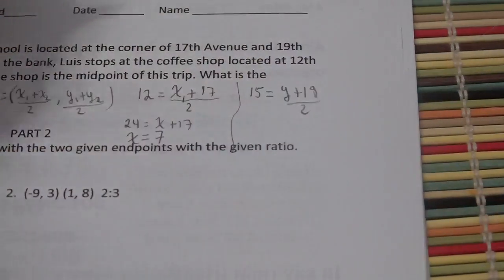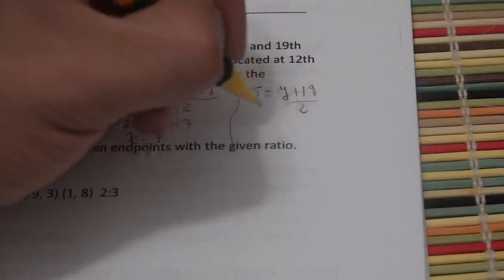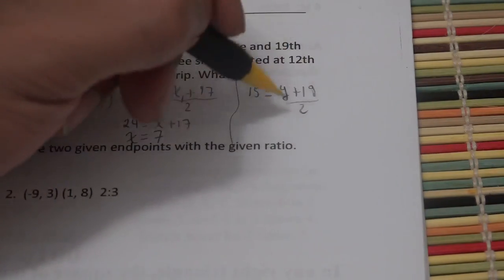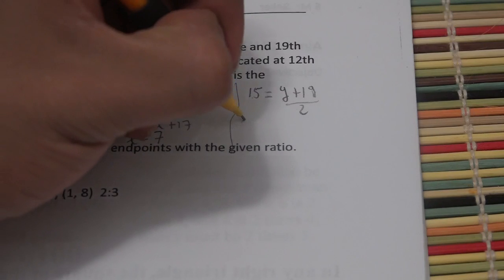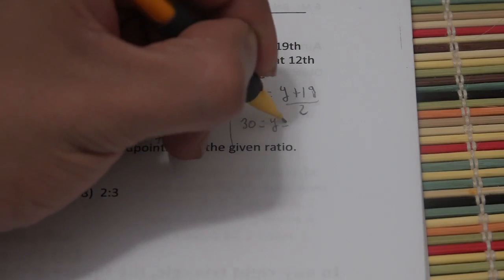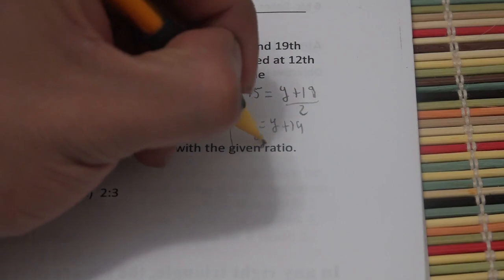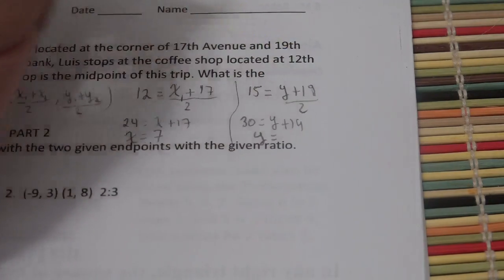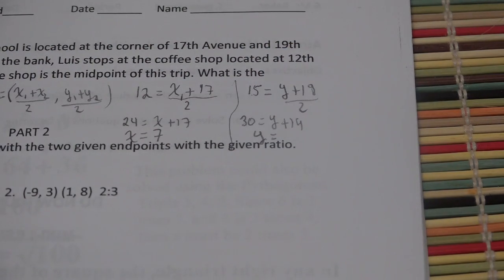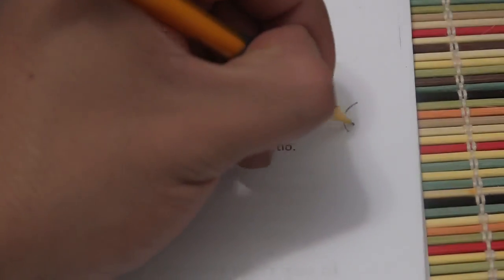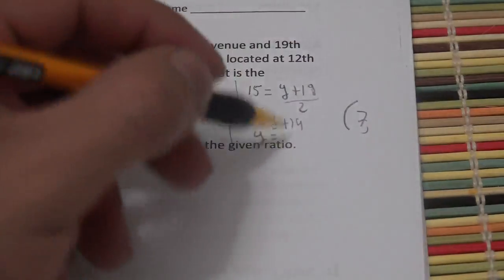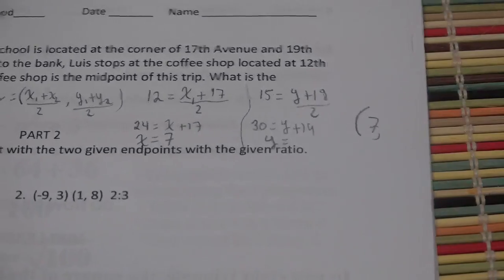Divided by 2. So once again, I'm going to solve for y. So I multiply by 2 because I don't want this right here. So that's 30 equals y plus 19. And now I'm going to subtract 19 from both sides, and you get y equals, I have no idea what that is. You figure it out, and then you write your answer right here: 7 comma whatever you find right here.